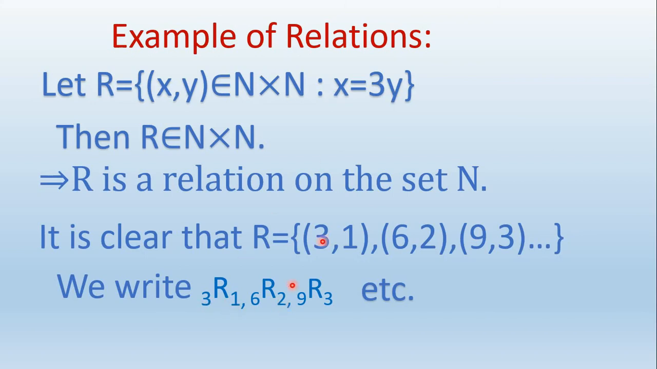If we put the value of y as 2, we find the value of x is 6. That means 6 is related to 2. If we put the value of y as 3, then we find the value of x is 9. That means 9 is related to 3.